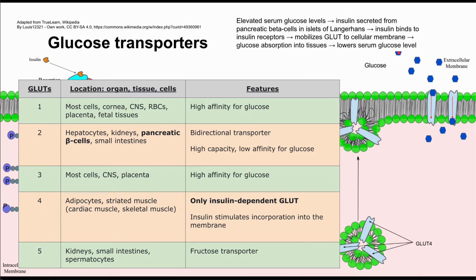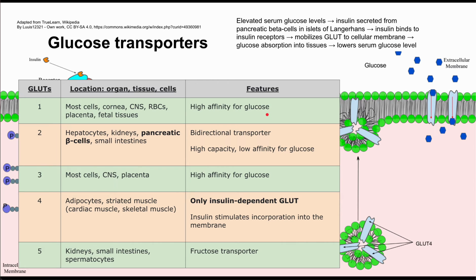Here are the different types of glucose transporters. The type is listed in the leftmost column here, from GLUT1 to GLUT4. We talk about the location of those transporters, as well as any specific unique features for those transporters. The first on the list is GLUT1. This is found in most cells, including the cornea, the central nervous system, red blood cells, the placenta, and in fetal tissues. This one specifically has a high affinity for glucose.